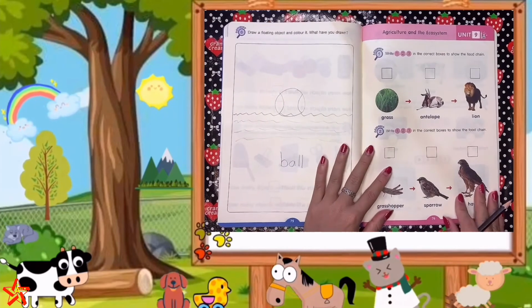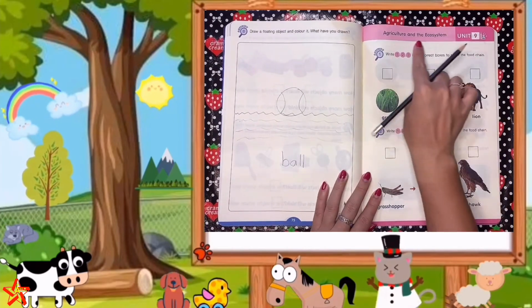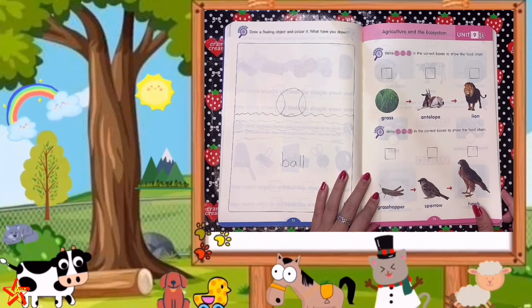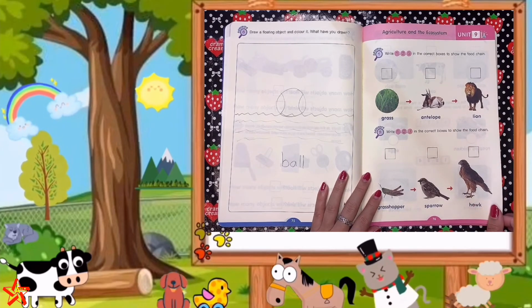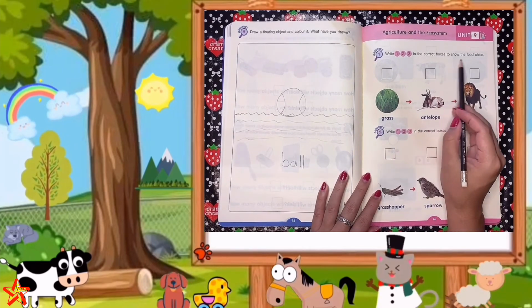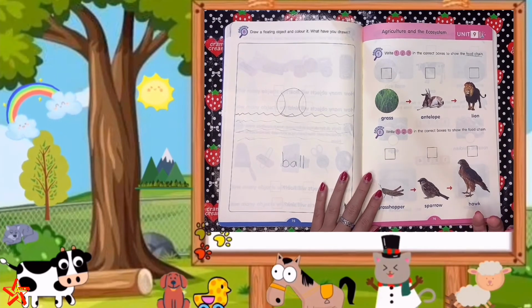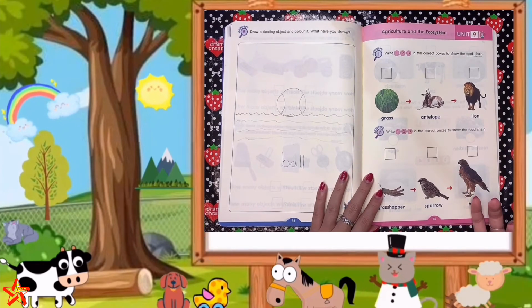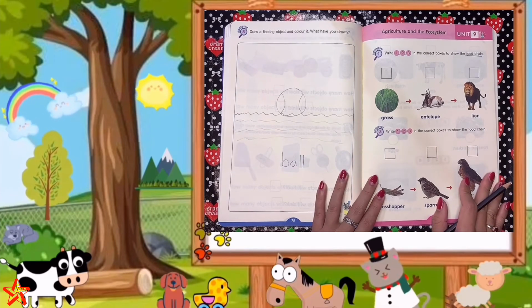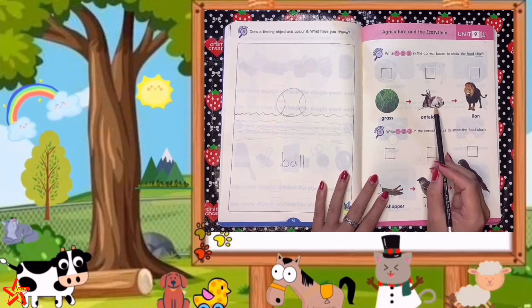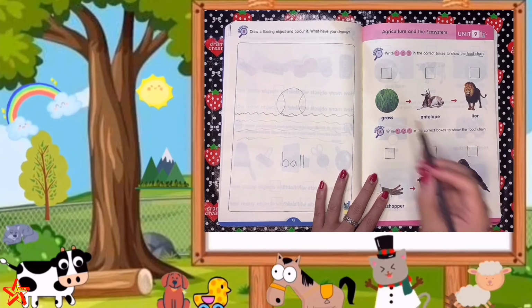All right. Unit 9, Agriculture and the Ecosystem. Activity number 1, write 1, 2, 3 in the correct boxes to show the food chain. When you say food chain, it shows how animals, or all living things, get their food. For example, the antelope. Where does the antelope get its food? That would be from the grass.